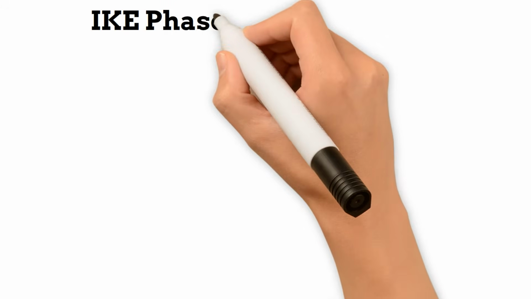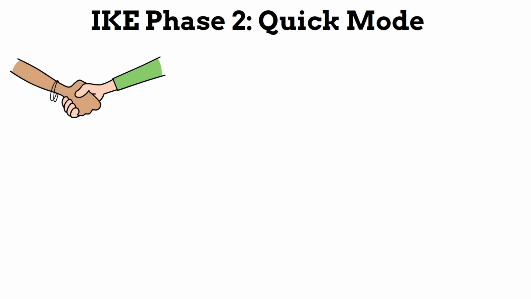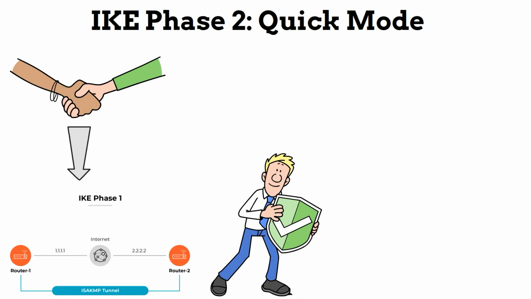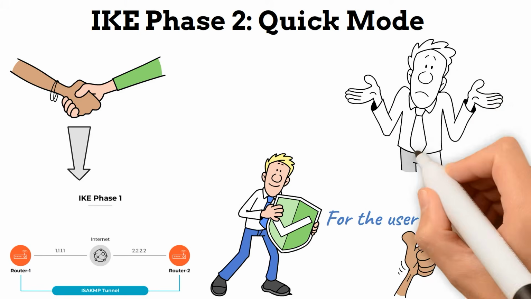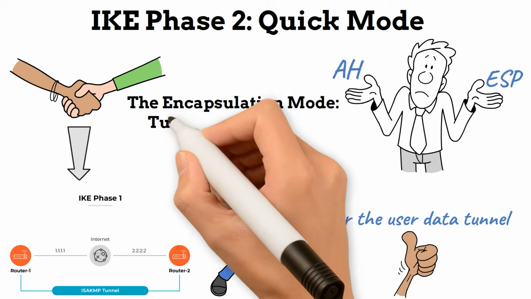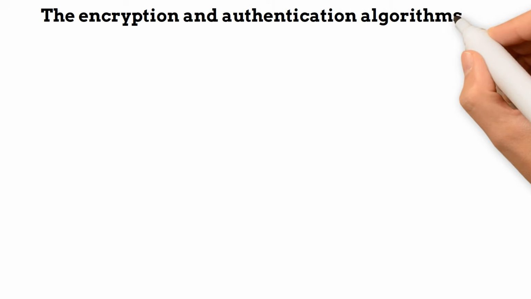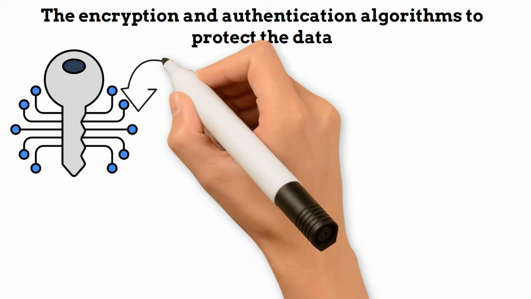Phase 2, Quick Mode. Phase 2 is much simpler and uses a single mode called Quick Mode. And remember, this negotiation is already protected by the Phase 1 tunnel. In Quick Mode, the peers negotiate a separate security association specifically for the user data tunnel and agree on a few key things. Which IPsec protocol to use, AH or ESP. The encapsulation mode, tunnel or transport. The encryption and authentication algorithms to protect the data. The lifetime for the tunnel, specifying how long keys are valid before refresh.